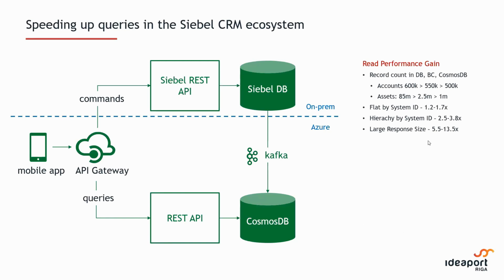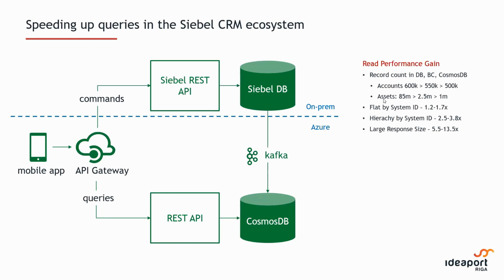Some of the performance gains, we did some measures as well. So effectively, if we do the record count in the database, business component, and Cosmos DB, so two main entities we work with. First is accounts. In the database, we have 600,000 records. In the business components, it's slightly less, 550,000. In the Cosmos DB, because we don't need to push all of the data, it's 500,000.